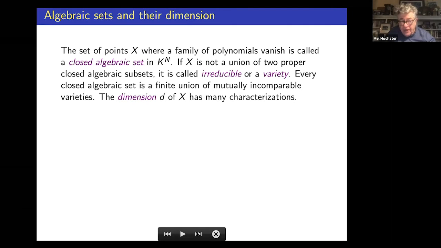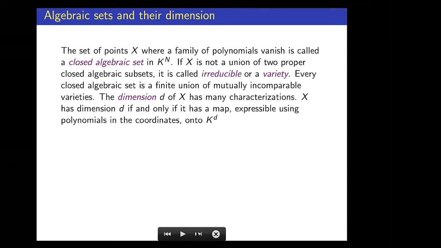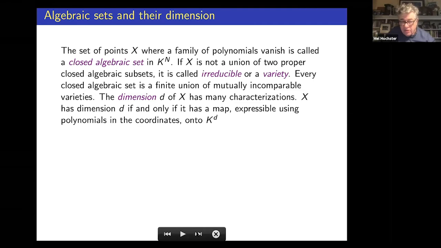And algebraic sets have a dimension, which can be characterized in many ways. One of them is that there's a map expressible using only polynomials in the coordinates onto K^D, that means dimension D, that has finite fibers. And that corresponds with geometric intuition, I hope. When the field is the complex numbers, these things are topological spaces in the ordinary Euclidean sense, and this dimension will be half the real dimension. So the complex numbers themselves would have dimension 1.